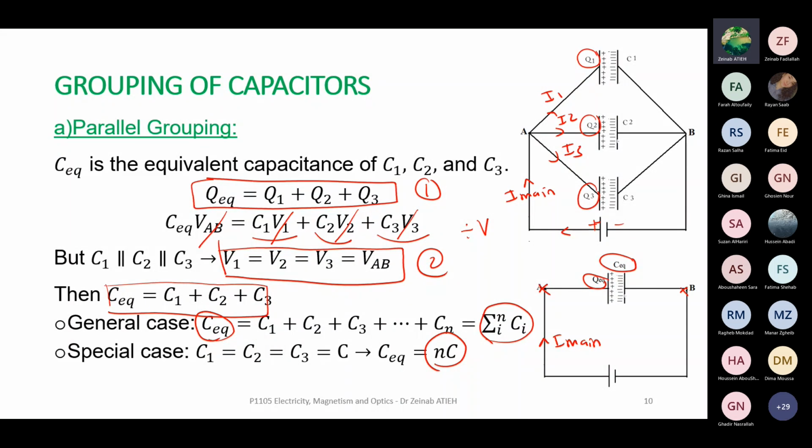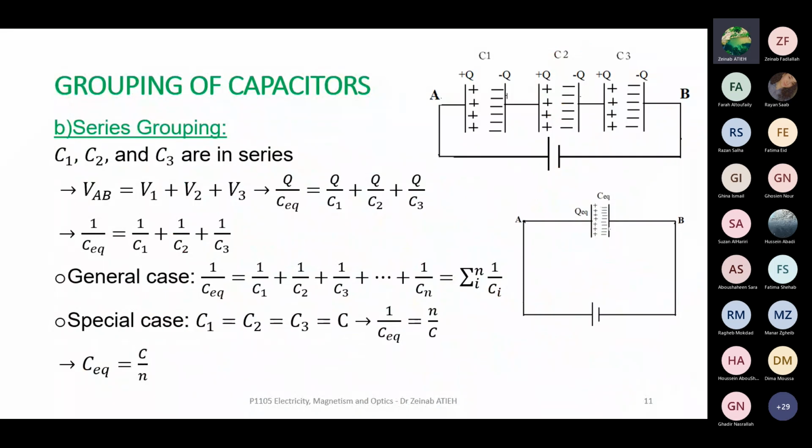Usually I stick to saying that if we have parallel grouping, then voltages are equal. When you know voltages, you can know Q. That means when you have V, you get Q equals CV. So once you use one equation, you can directly get the other. But you can also use the one which means Q equivalent is the sum of Q's in the circuit. Okay, so this is for parallel grouping.